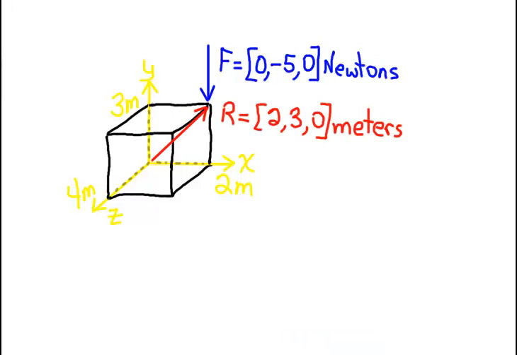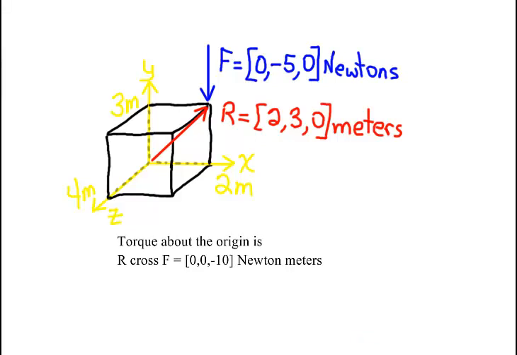Let's draw a radius vector from the origin to some point along the line of action. X is 2, y is 3, is one vector. We'll go from the origin to a point on the line of action. Therefore, the torque about the origin is R cross F, and the answer is 0, 0, negative 10 Newton meters.